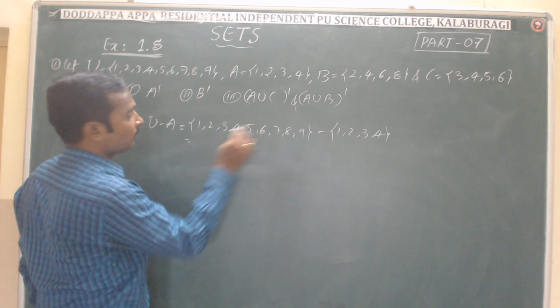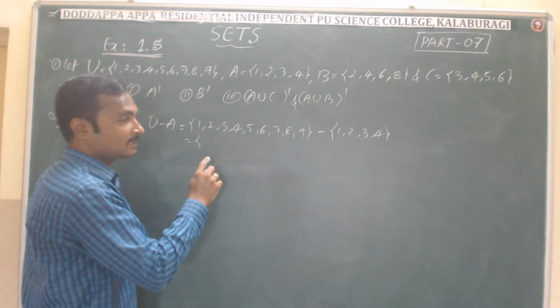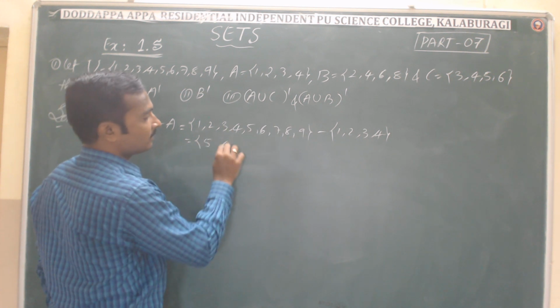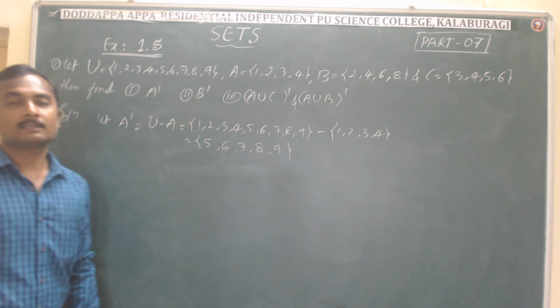So 1 is there in both the sets, leave it. 2 is there in both the sets, leave it. 3 is there in both the sets, leave it. 4 is there in both the sets, leave it. 5 is not there. 6 is not there, 7, 8 and 9 are not there in the set A.